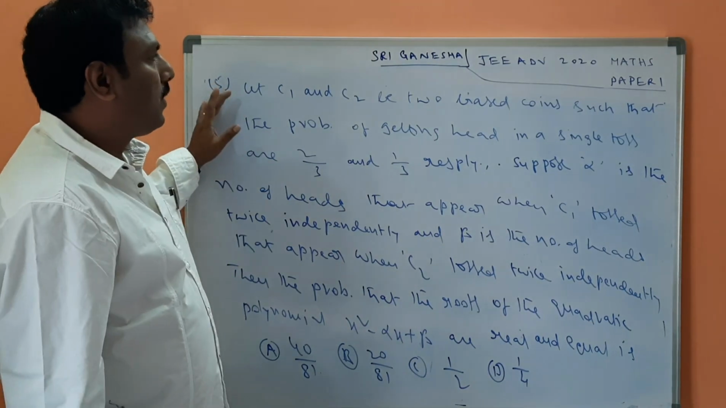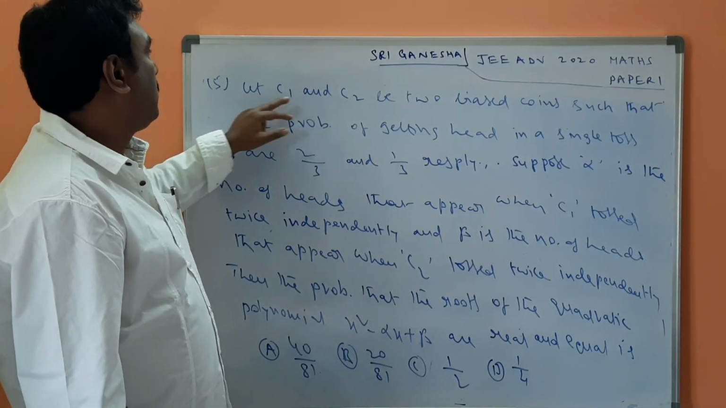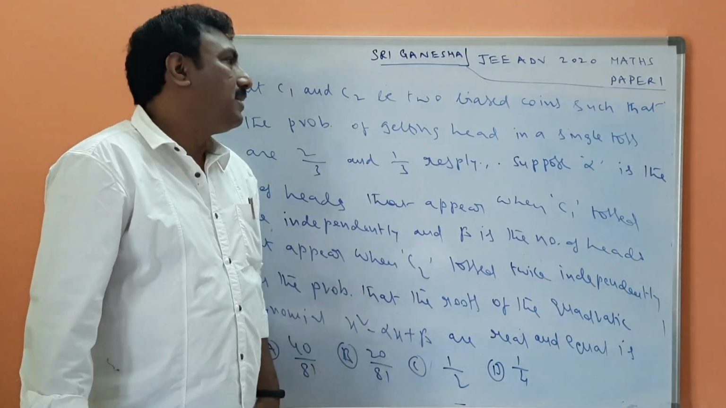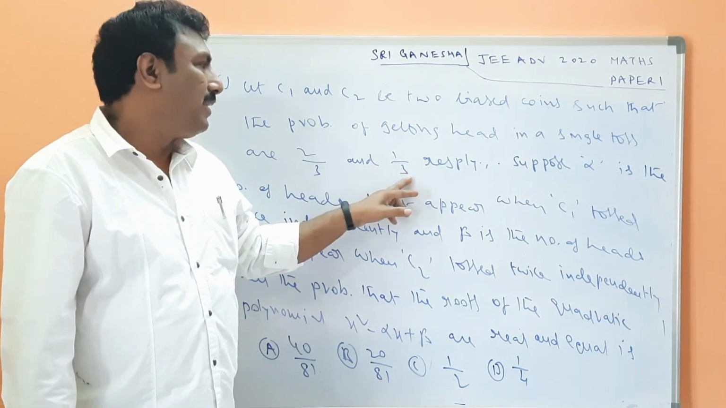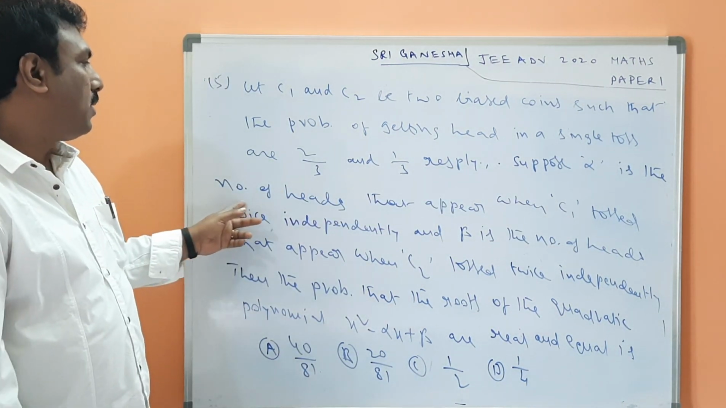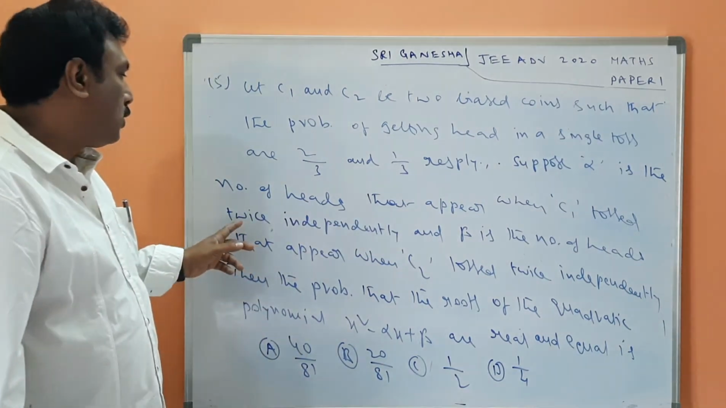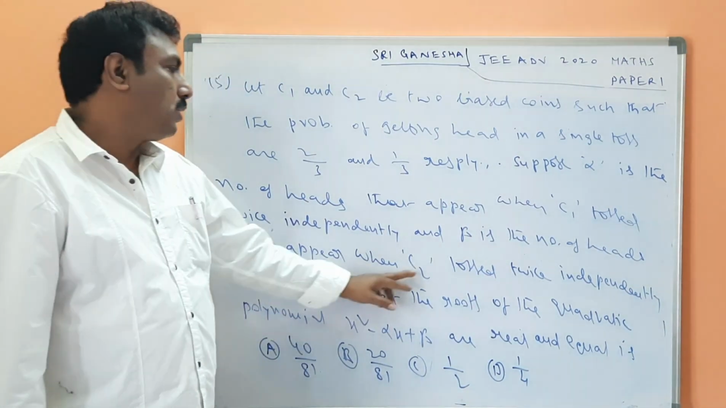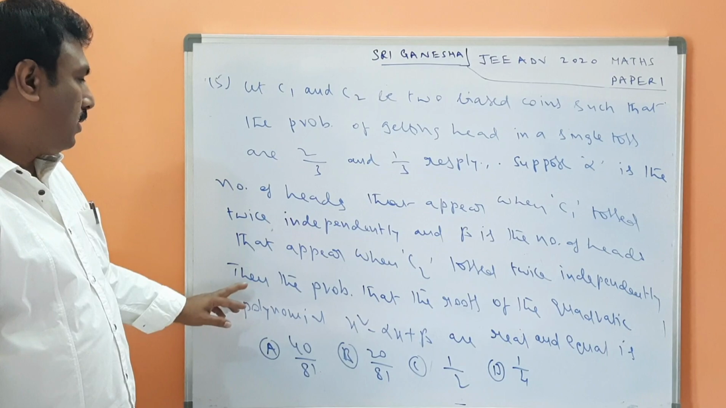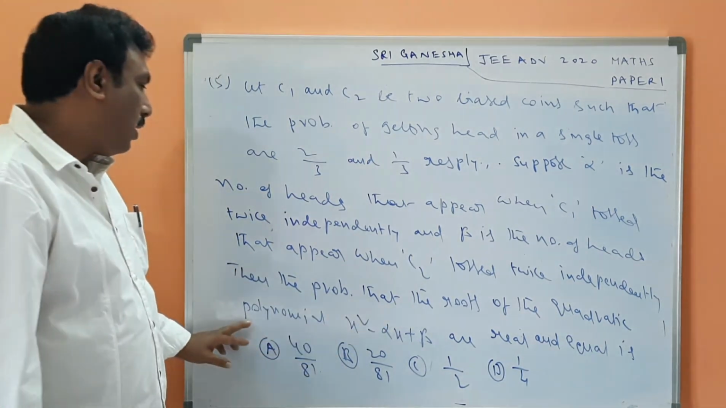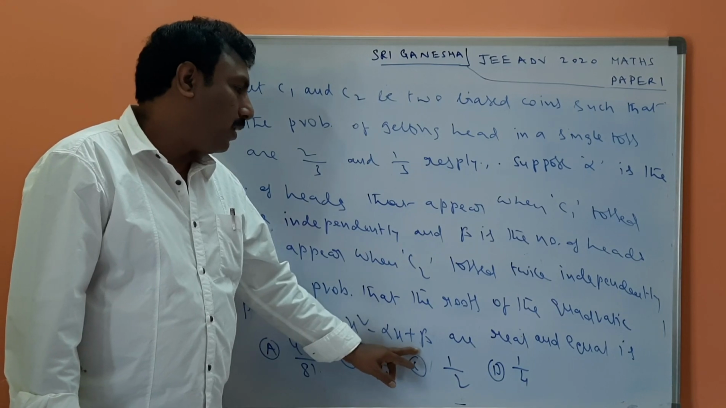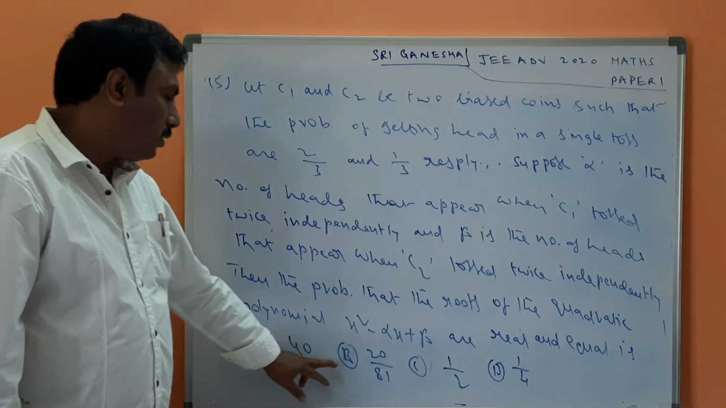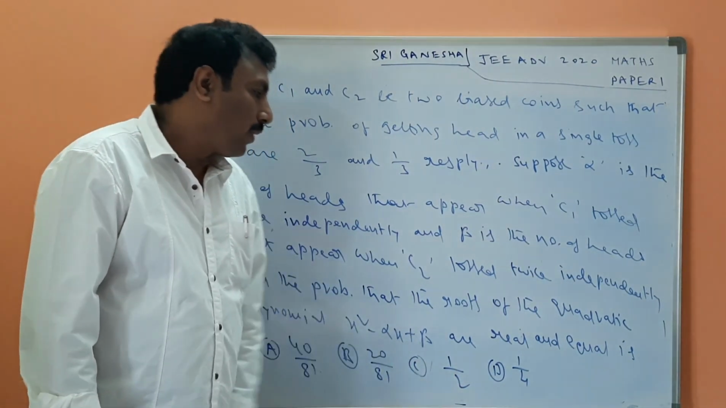Now question number 5, that is from probability. Let C1 and C2 be two biased coins such that the probability of getting head in a single toss are 2 by 3 and 1 by 3 respectively. Suppose alpha is the number of heads that appear when C1 is tossed twice independently, and beta is the number of heads that appear when C2 is tossed twice independently. Then the probability that the roots of the quadratic polynomial x square minus alpha x plus beta are real and equal is: option A 40 by 81, option B 20 by 81, option C 1 by 2, option D 1 by 4.